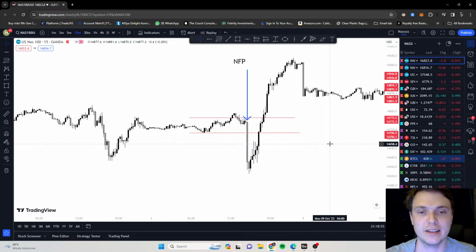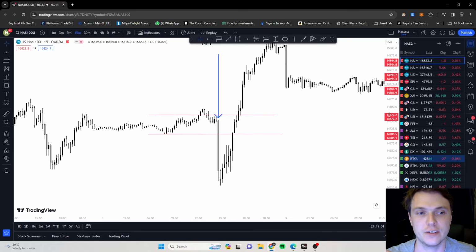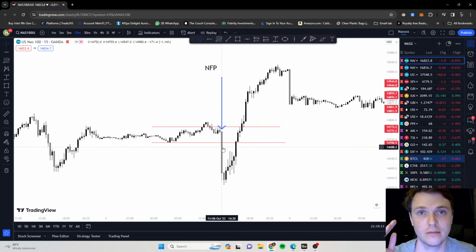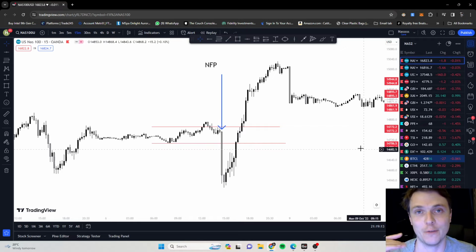Go do some back testing, especially NFP, CPI, and the interest rates. Those are the best type of news trades to take if you're one of those type of traders. But I hope this helps. The fact that it always goes to the London low, London high, or the New York high, or the New York low. Great strategy that you can use if you're a news trader.